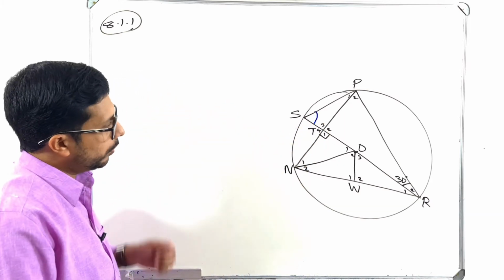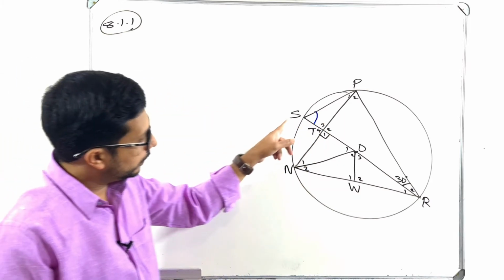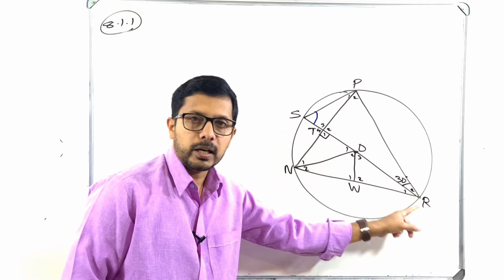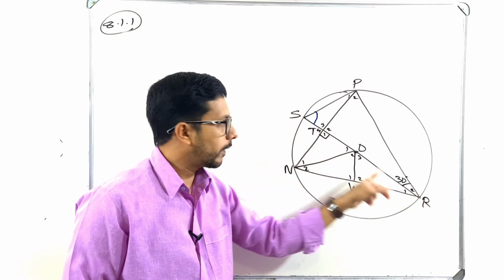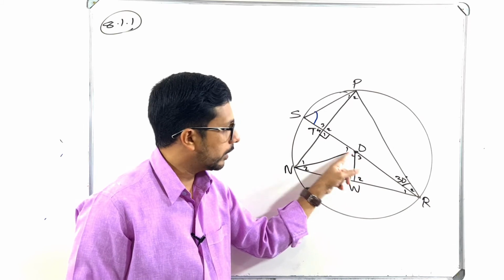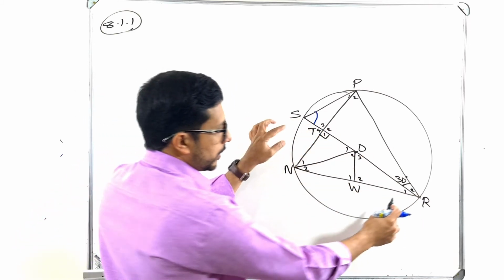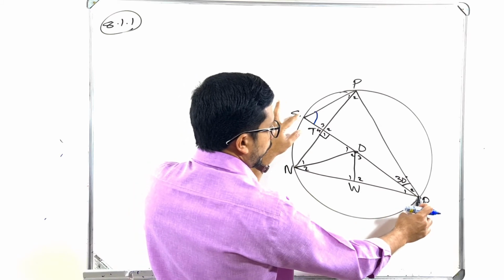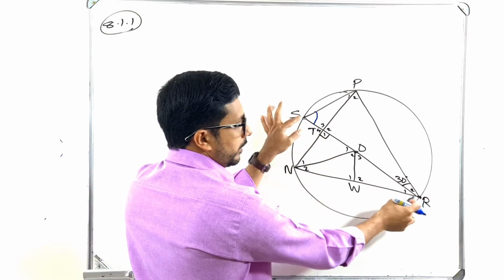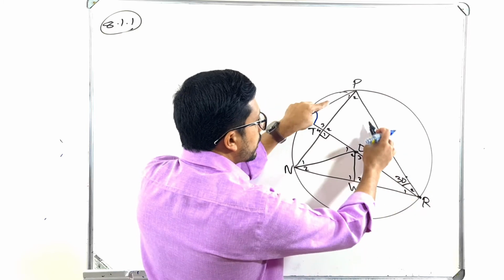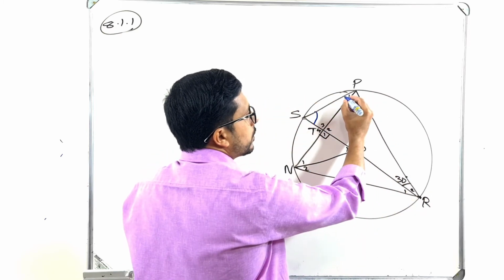Now look at this one. This line SR, is it not a diameter? SOR, O is the center, so SR is the diameter. From that diameter, from these points S and R, the diameter points, look, this angle is coming. So can you say what this angle is?